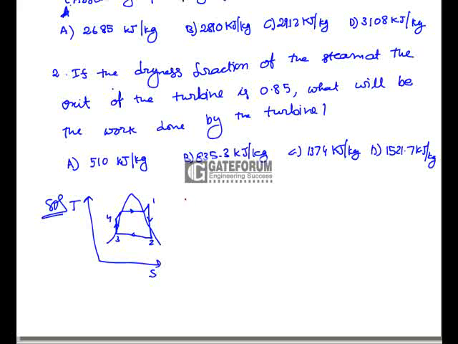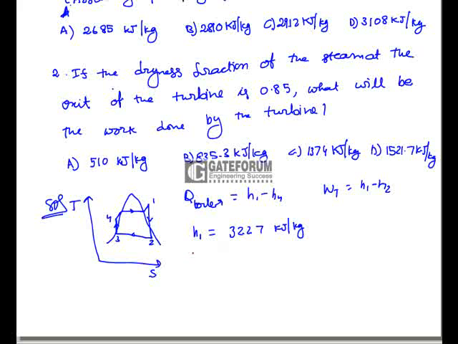So here the amount of heat transferred in the boiler is equal to H1 minus H4. And the second question is, if the dryness fraction of the steam at the exit of the turbine is 0.85, what will be the work done by the turbine? Work done by the turbine gives H1 minus H2. So here already H1 is the known value, that is the enthalpy at the entrance of the turbine is given by 3227 kJ per kg. So here H1 is enthalpy of steam at the entrance of the turbine and is equal to 3227 kJ per kg. Now we'll have to find out the H2 and H4.